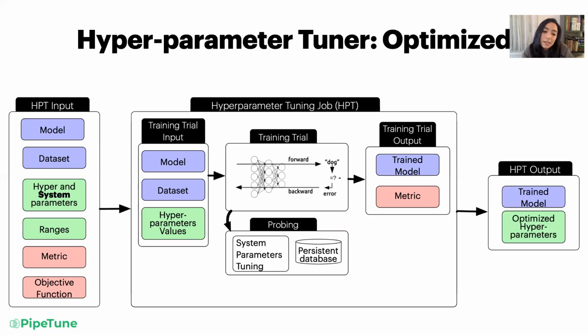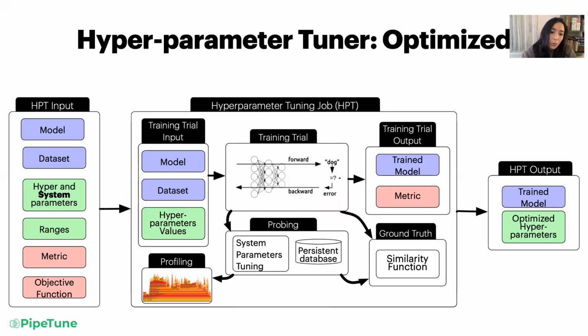But considering that user privacy is an important aspect, instead of keeping user-sensitive information related to the workload, we save the optimal configurations together with a profile of a trial. To build this profile, we rely on hardware performance counters to collect low-level system metrics. Finally, we add one last component named the ground truth, which consists of a similarity function based on the historical profiling data and implemented in this case using a k-means clustering algorithm.